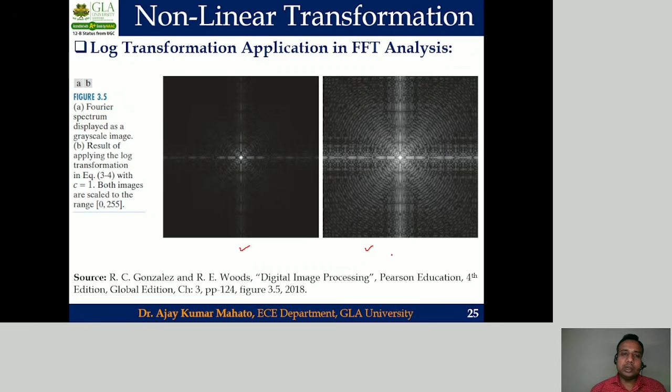So in this lecture we have discussed the logarithmic transformation. In our upcoming video lecture we will solve some numerical questions based on logarithmic transformation.